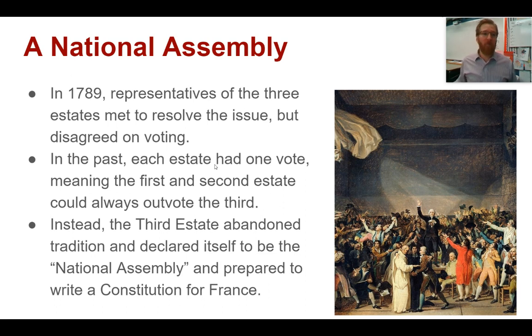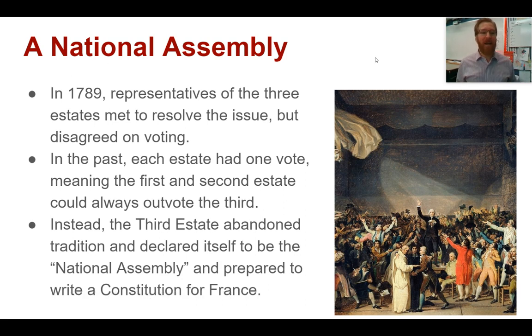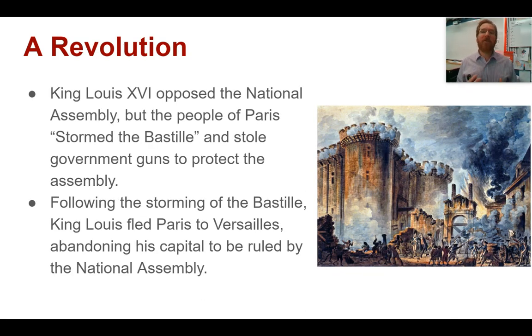They did this by walking out of the Estates General, occupying an indoor tennis court, and taking a tennis court oath that they would support each other in the creation of a new constitution and to create a new National Assembly. Now, this is one of those events that helps to trigger the French Revolution. Because the king really opposes this idea of a national assembly and the rise of the third estate. But the people of Paris like this idea.